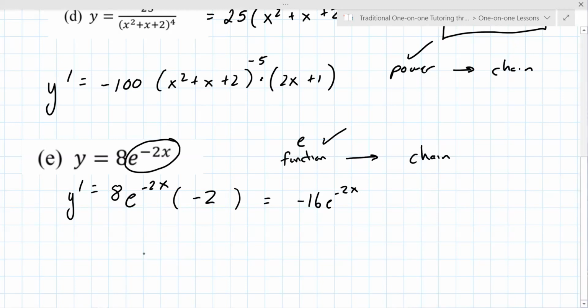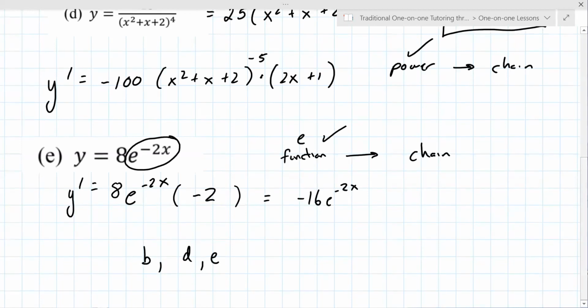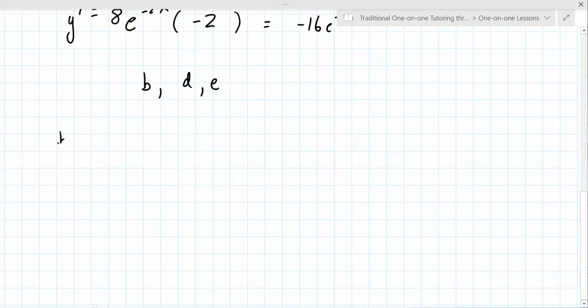Yes. Okay, so do you want another example of anything like B, D, or E right now? I would like another example of all 3 of them just so I can get comfortable with rewriting them. All right, so here's one for B. It's the cube root of x to the 4th minus 40x.